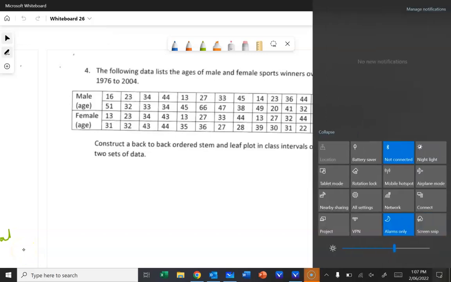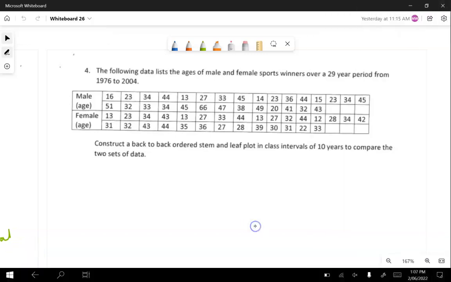Alrighty, so this question four is a bunch of data they've given you, and this time we're going to have to do a stem and leaf plot. So we've done stem and leaf plots before. The key word here that we've got to pay attention to is that they want an ordered stem and leaf plot. But this one, you guys are all still with me?